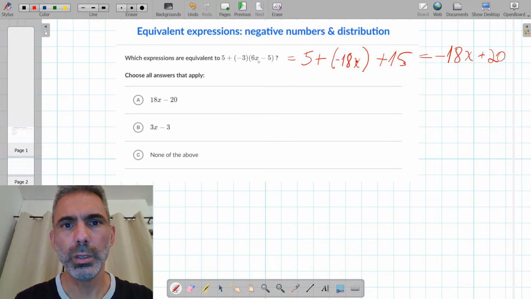So first we apply the distributive property to multiply minus 3 times 6x, so we get minus 18x. We multiplied minus 3 times 6x to get minus 18x. We multiplied minus 3 times minus 5 to get, sorry, plus 15, because minus times minus is plus. And then we combined the 5 and the 15 to get positive 20.